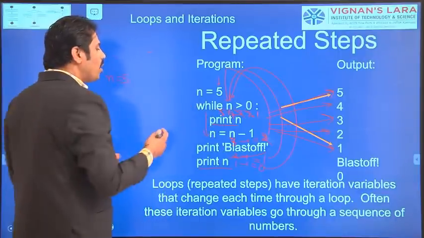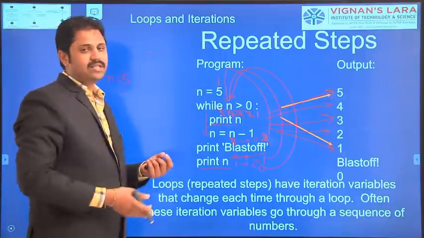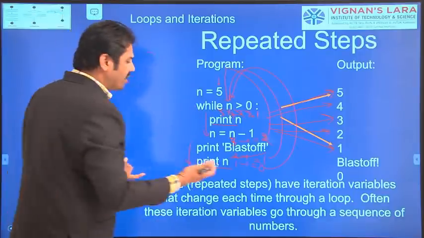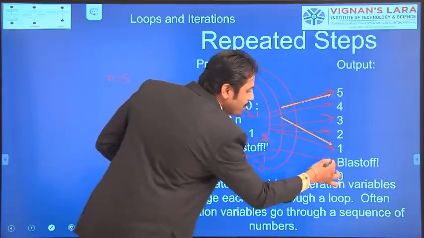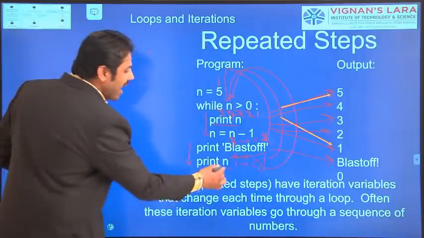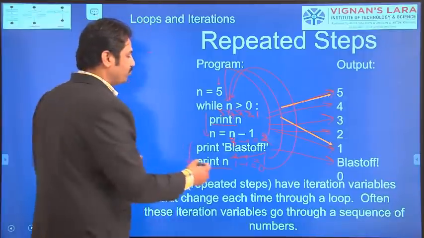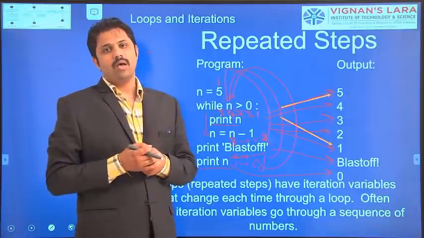So then, after coming back to the while statement, it executes the next statements after the while. What are the next statements? Print blast off, and print n. Now currently what is n? It is 0. Currently n is 0.